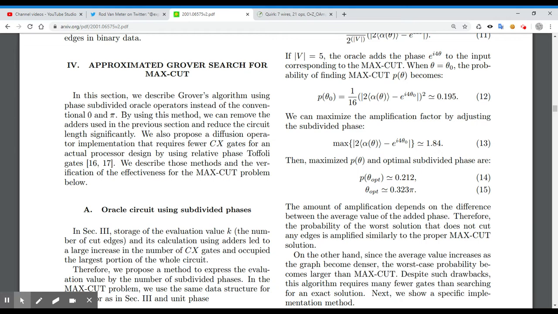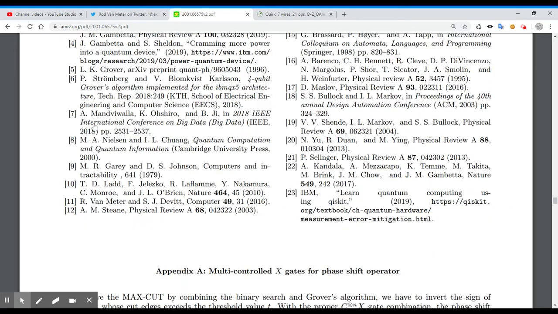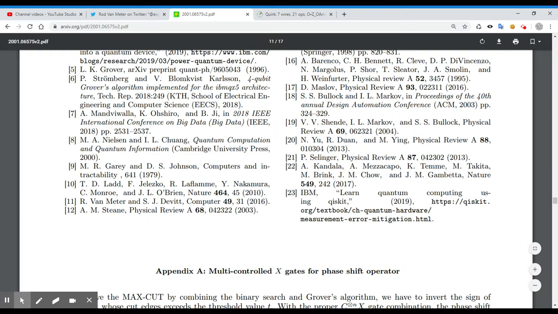We also propose a diffusion operator implementation that requires fewer control NOT gates for an actual processor design by using relative phase Toffoli gates. What are relative phase Toffoli gates? We described those methods and the verification of the effectiveness for the max cut problem. So there's a couple of references in here, 16 and 17.